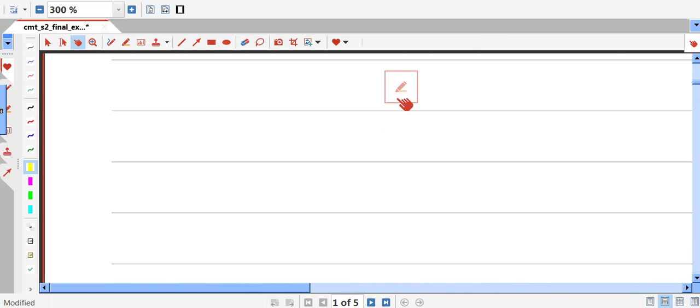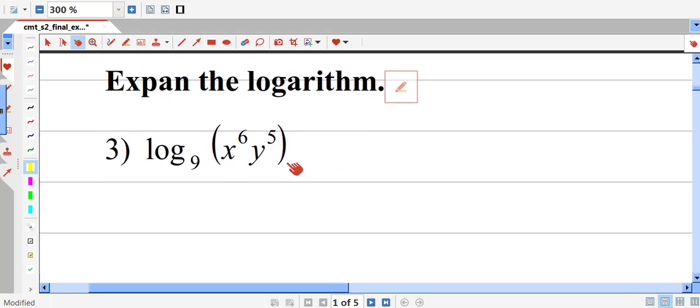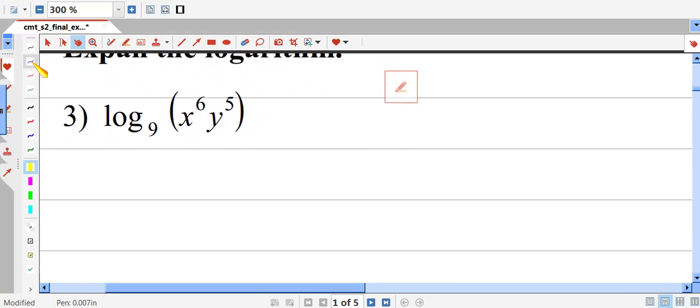Okay, number 3. Expand the logarithm. Oops, and I misspelled expand. Oh well. Okay, so when I expand a logarithm, first of all, I look for multiplication and then after that I'm going to look for exponents. So when I have multiplication, that becomes addition when I expand.